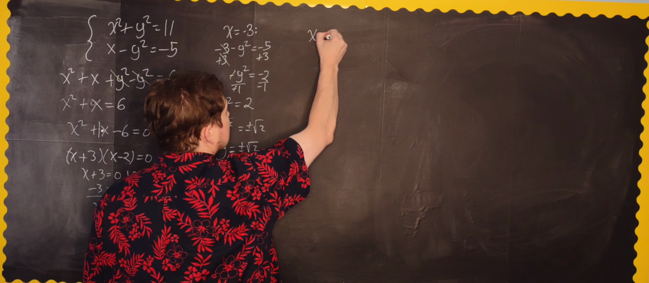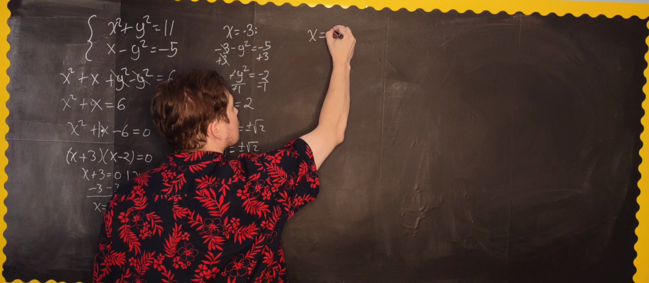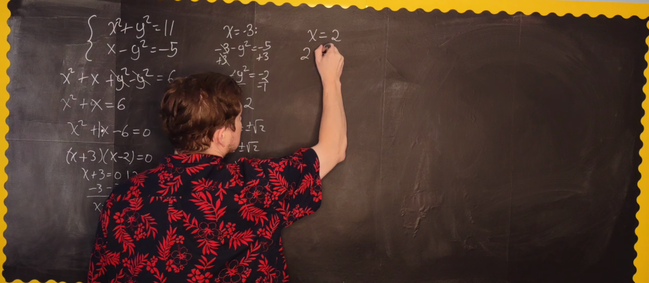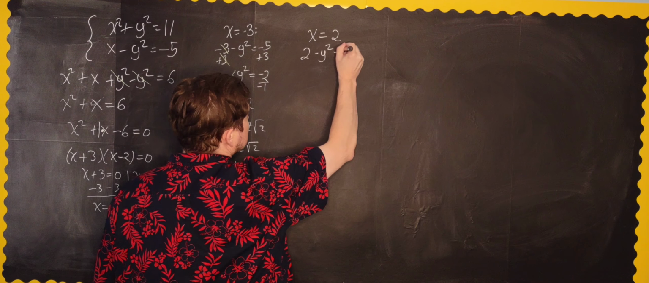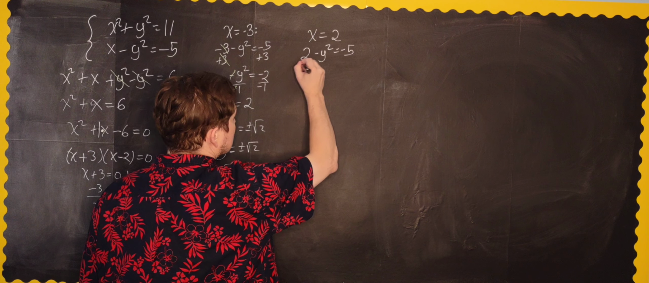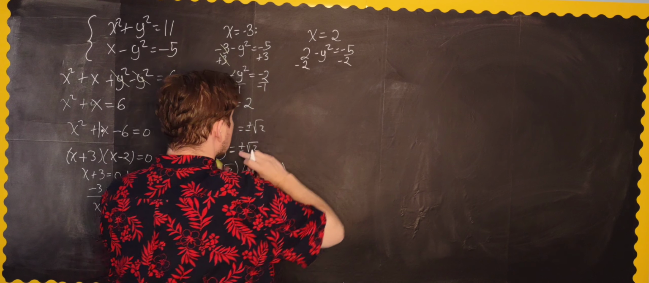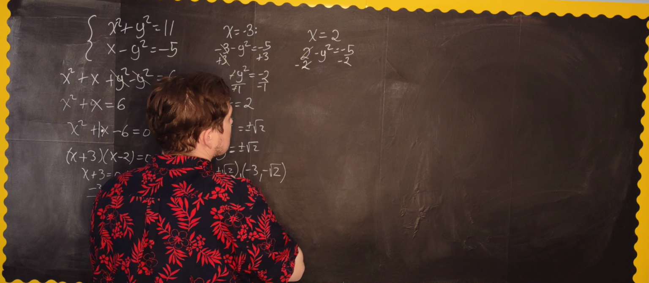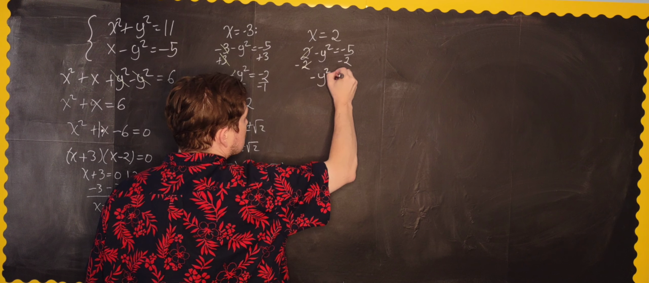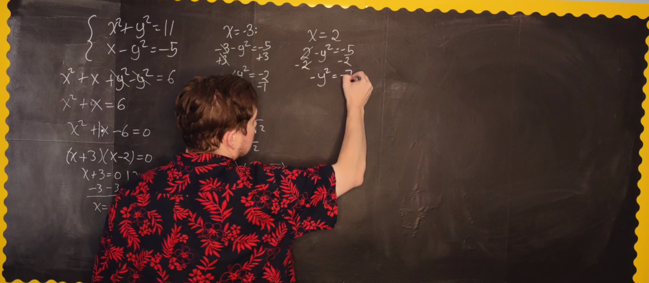So when x has the value positive 2, plug it in basically. So 2 minus y squared is equal to negative 5. And solve this equation. Subtract 2 from both sides. As usual, this one cancels with this one, so negative y squared is equal to negative 7.